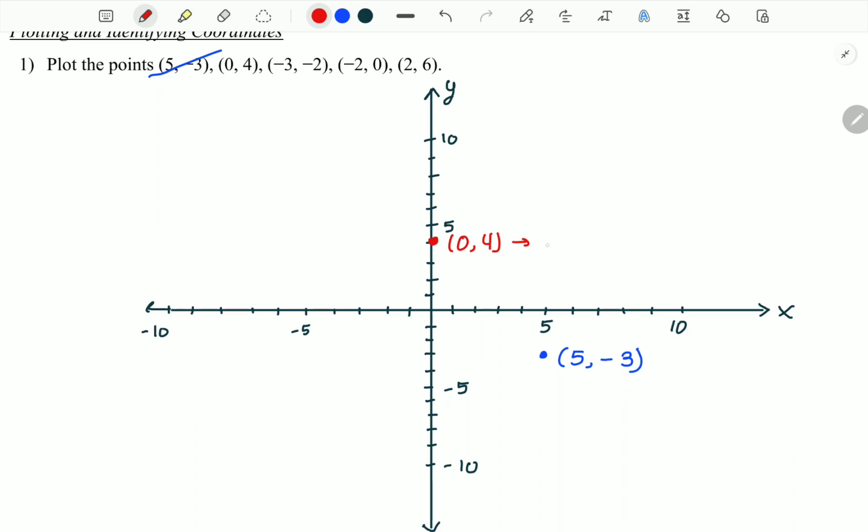So we can call this point the y-intercept. And we call it the y-intercept because this point intercepts with the y-axis. And as we can see, when we have a y-intercept, the value of x is 0. This will be very important when we go over x and y intercepts in question number 5.